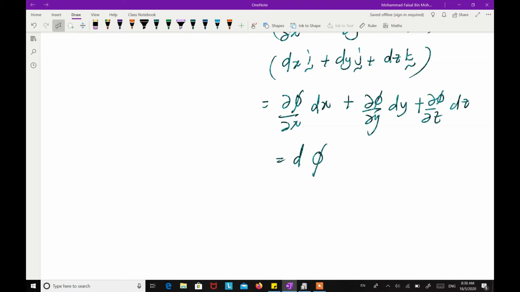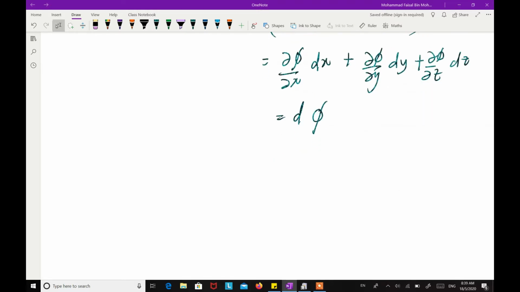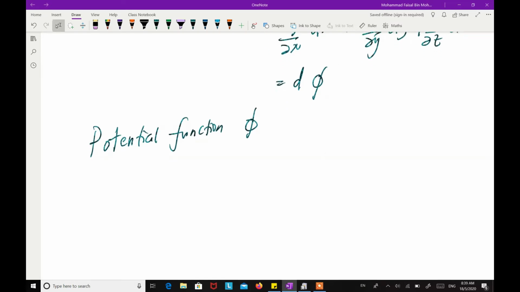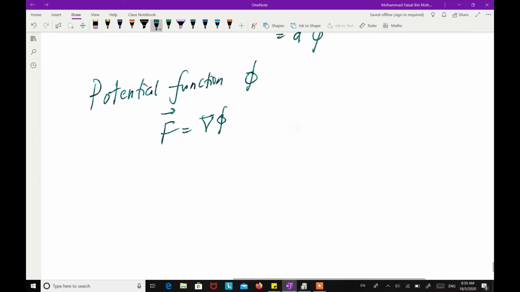Okay, potential function phi. If F is a vector field defined in D, and F equals the gradient of some scalar function phi, then phi is the potential function for F.